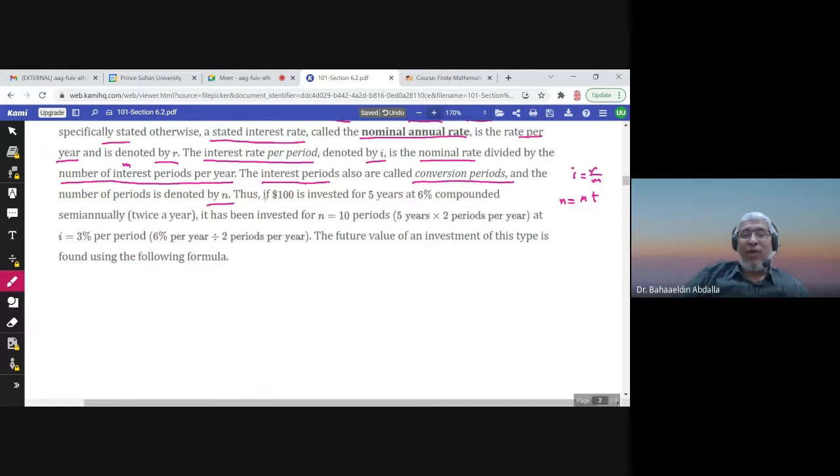An example: 100 is invested, so this is P, for 5 years, this is T, at 6% compounded, so this is R, compounded semi-annually, twice a year, so M is 2. M is 2 for 5 years, so n would be 2 times 5, which is 10 periods, the number of periods. And I, the interest rate per period, would be 6%, which is R, divided by 2 because M is 2. So it would be 3% per period.